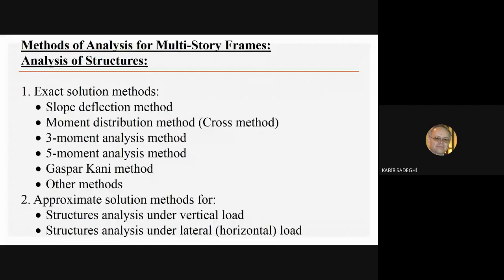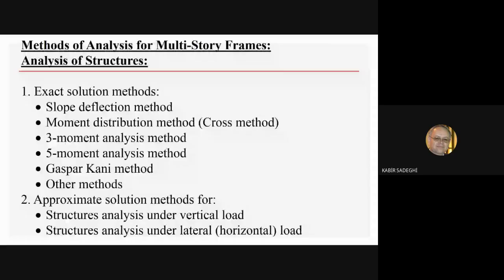Therefore, there are other methods like the three-moment analysis, the five-moment analysis. I told you about seven methods, very many of them, and in other books you cannot find them easily. And there are some iterative methods by which you arrive at the exact solution, like the Gaspar Kani or Kani method. There are some other methods. And approximate methods can be for the vertical load and for the lateral loads. We saw the horizontal or lateral loads, and now today we will see gravity or vertical load.